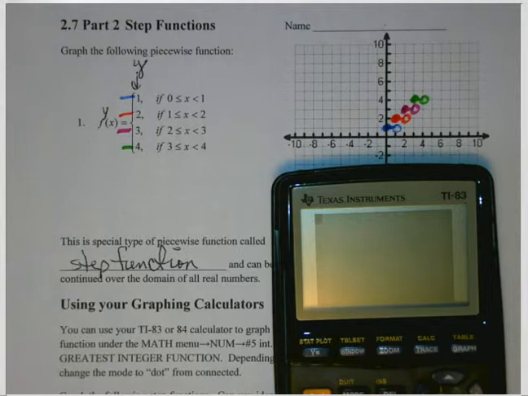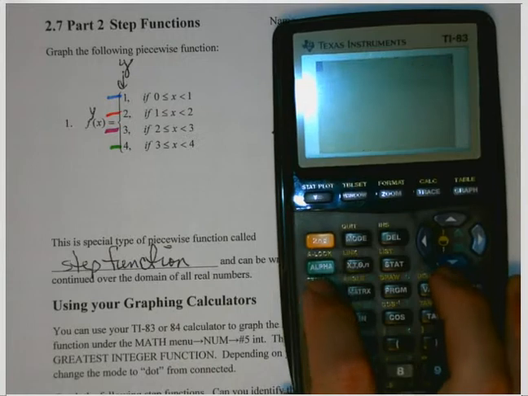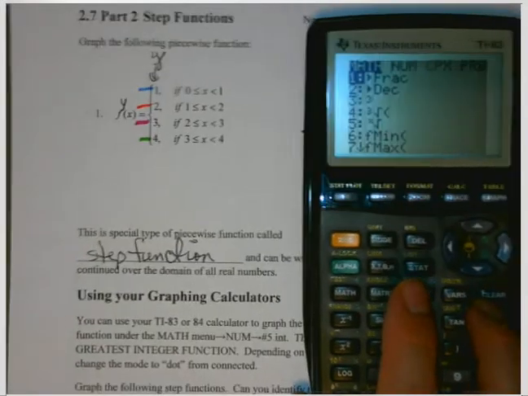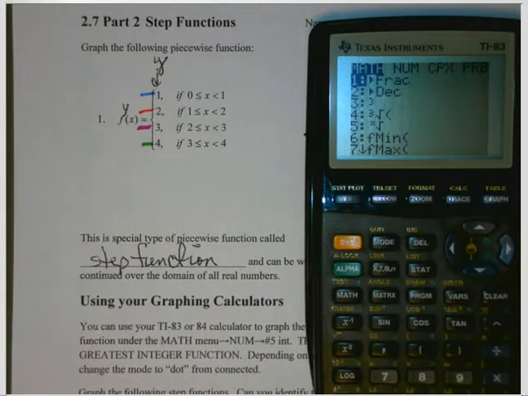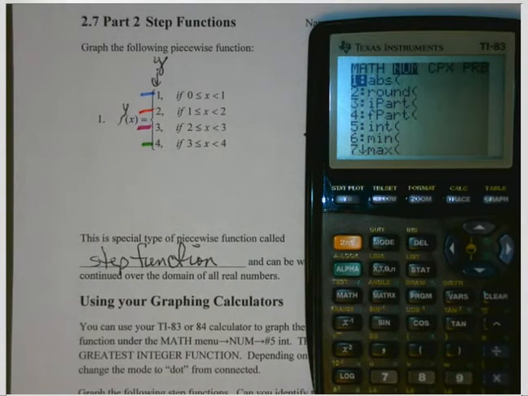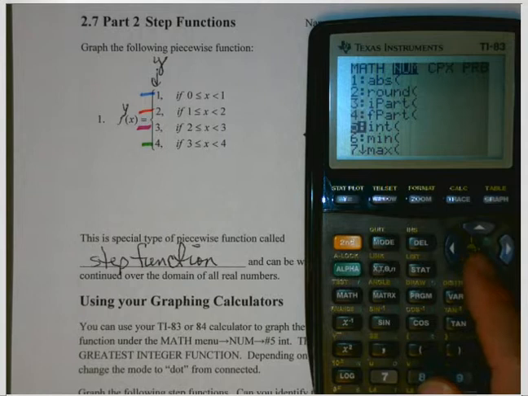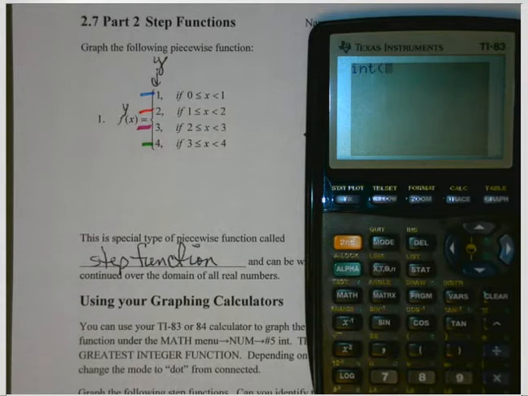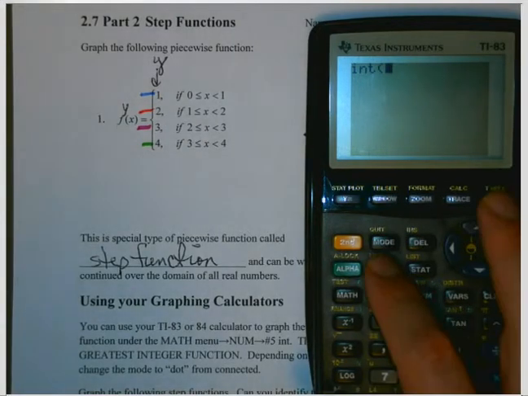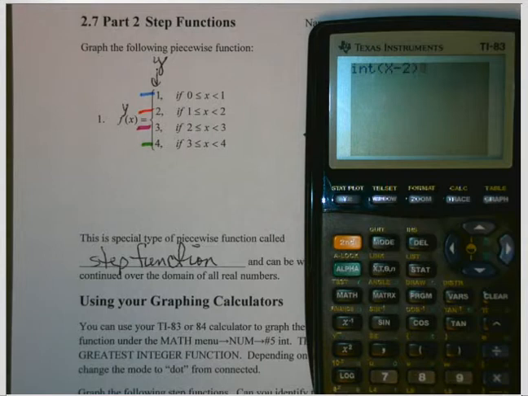One thing that you can do is hit the math menu, just here under alpha, let me move this up a little bit, try to get out of the glare. There we go. If you go over to num and either hit 5 or scroll down to it, int is the greatest integer function. So you hit that and you're like, okay, how does this work? For instance, if I wanted to graph number 2, the greatest integer function of x minus 2, I would type in x minus 2, and then hit enter.